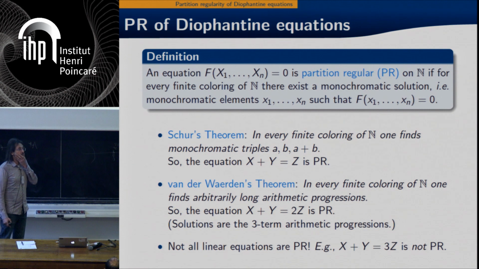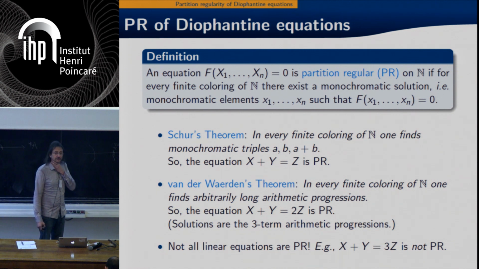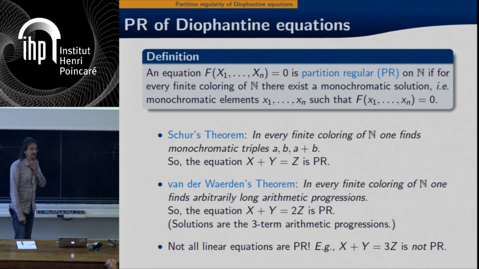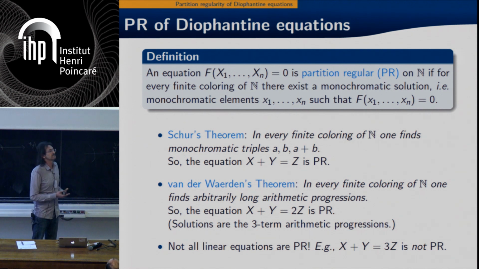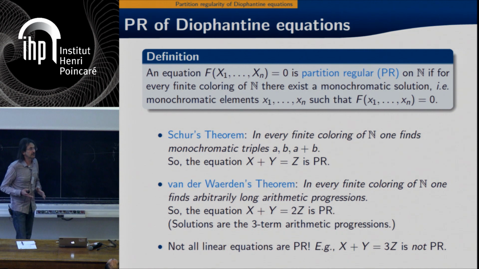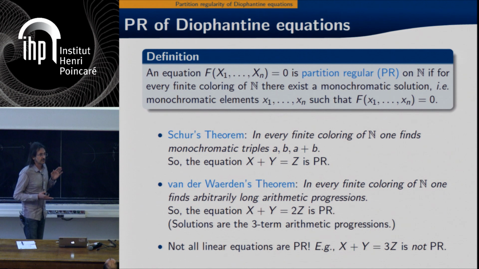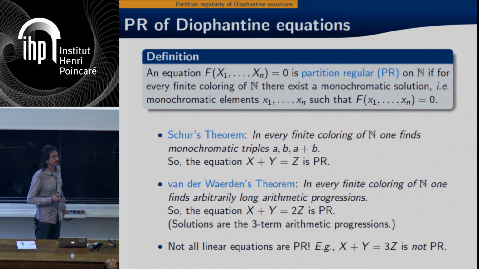And the subject now is that of the partition regularity of Diophantine equations. What does it mean? We have an equation, and we say that it is partition regular if that equation has many solutions, in the sense that whenever I finitely partition the natural numbers, I always find monochromatic solutions.